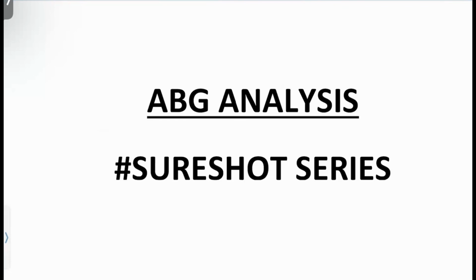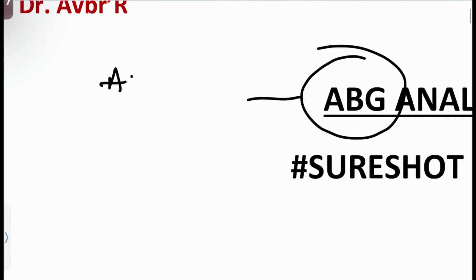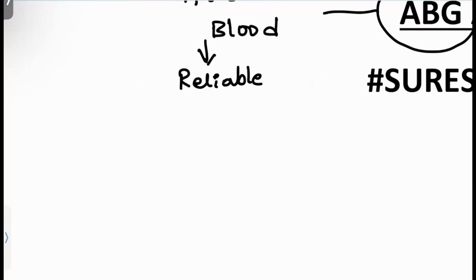ABG analysis. What is this ABG analysis, guys? This is your arterial blood gas analysis. Why are we going to take it from the arterial side? Why not the vein side? Because most of the analysis from your biochemistry labs is all from your vein puncture side, right? But why arterial blood gas? Because this will give more reliable values. So the more reliable values will be coming from the arterial blood gas analysis.